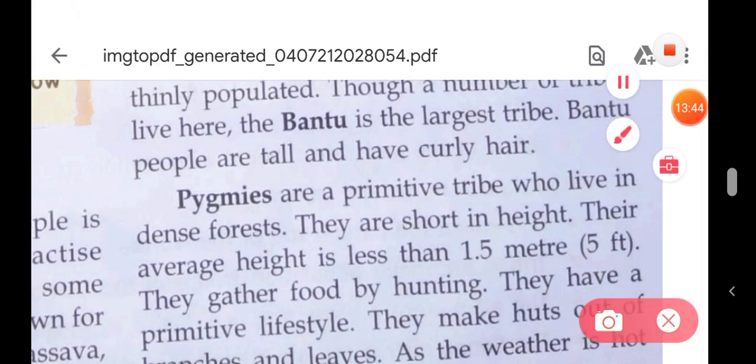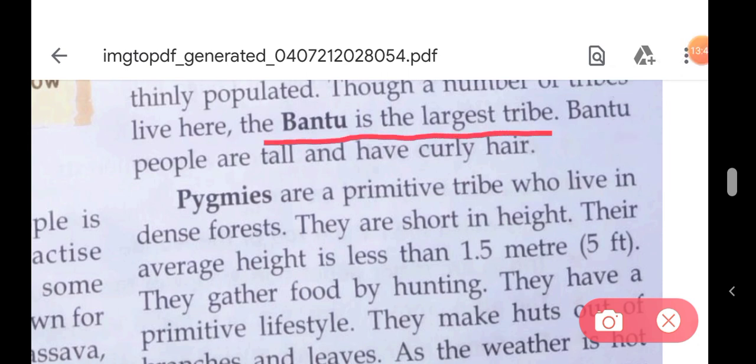Means lots of tribes live here and Bantu is one of them. Bantu is the largest tribe. Bantu people are tall and have curly hair. So you have to learn this point. Bantu is the largest tribe. Bantu people are tall and have curly hair.